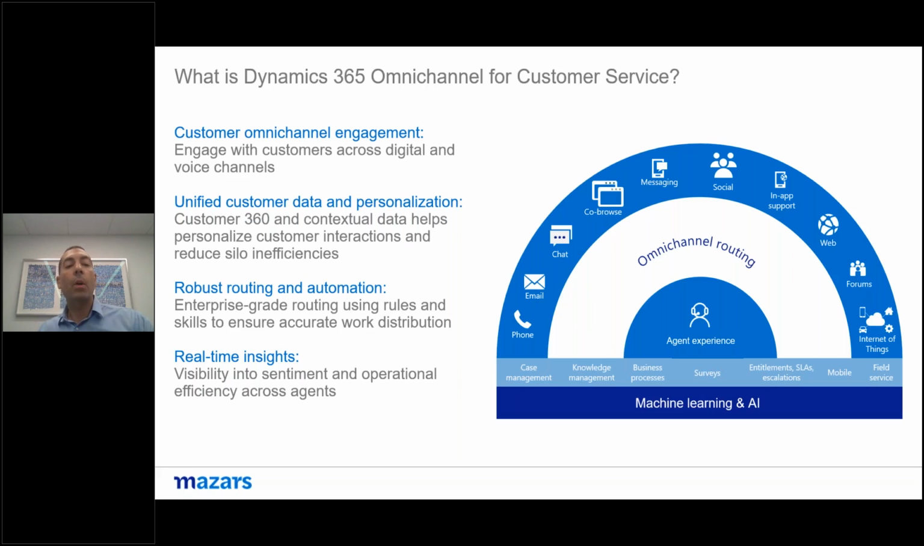It has a very robust routing and automation tool set, so an enterprise-grade routing using rules and skills to ensure accurate work distribution. So beyond just queues, really being able to use this routing and these skills to find the right agent for each interaction. And real-time insights. So visibility into sentiment and operational efficiency across agents. So we have real-time sentiment analysis. We have real-time analytics that are available to both agents and supervisors in the tool.